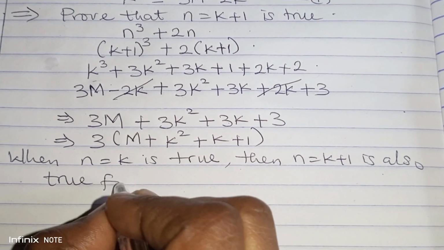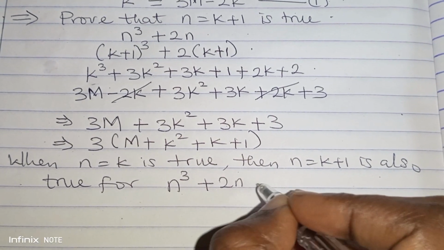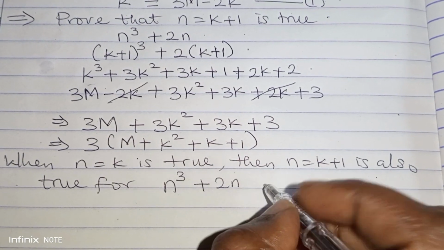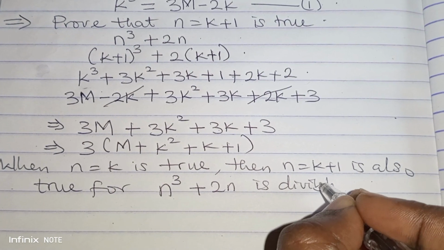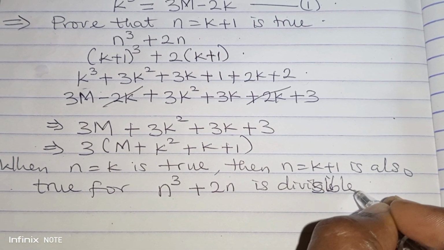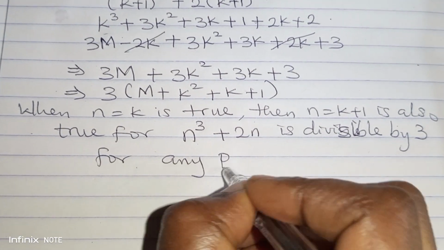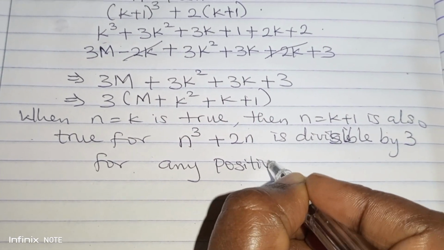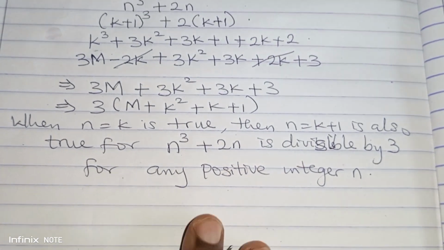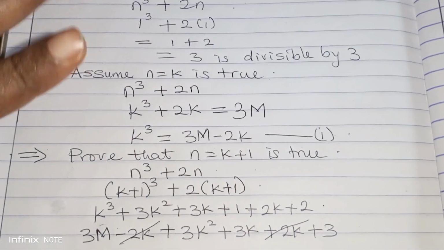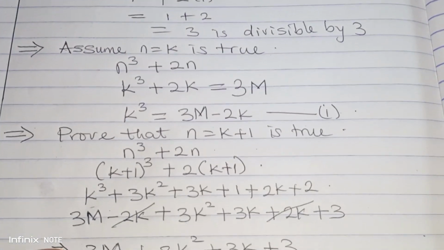So for this particular expression, n cubed plus 2n is divisible by 3 for any positive integer n. You can see this is very simple. You just have to do it in the sense that it will later be divisible by 3.